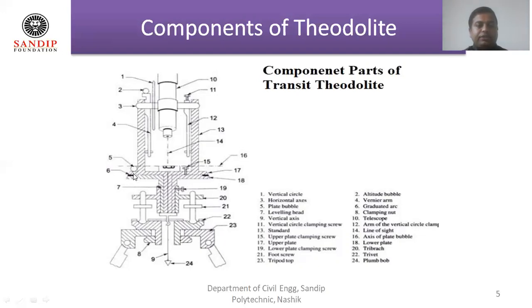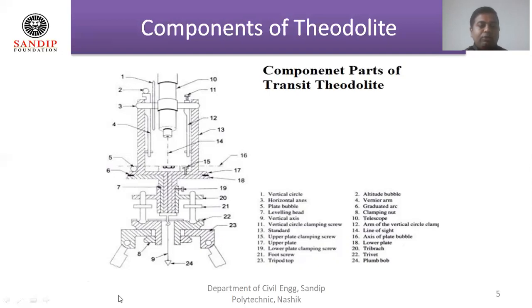Next is upper plate. So here, this is the horizontal circle. In horizontal circle, one upper plate is provided and another is called a lower plate. This number 80 is called a lower plate. Next is clamping screw. So you can see this is the clamping screw. Next is tribrach. This is the tribrach, which is triangular in shape. Next is foot screw. You can see these are the foot screws which are used for leveling purpose. And this is trivet plate, in which screws are fixed.